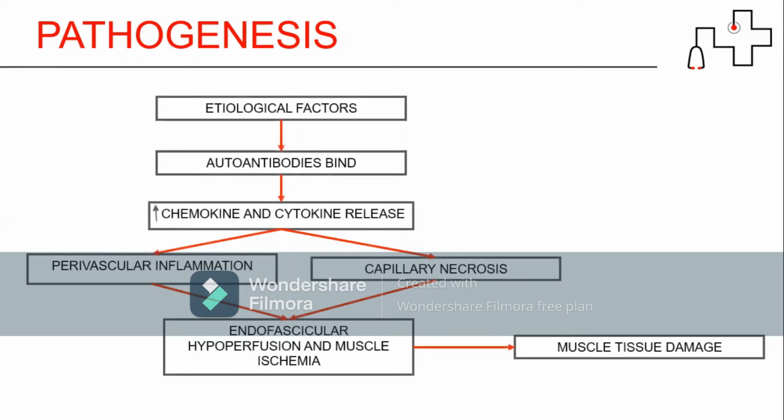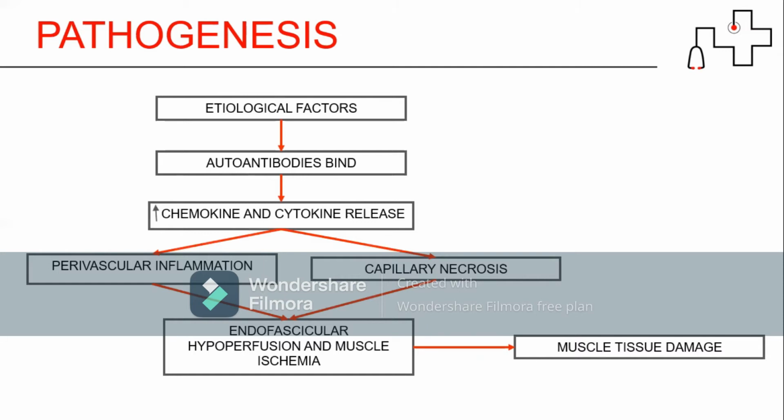Next is the pathogenesis of the polymyositis. The etiological factors cause the autoantibodies to bind with the DNA or RNA in muscles, provoking a systemic inflammatory response. Then there is an increase in chemokine and cytokine release in the endothelial vasculature of muscles that then results in perivascular inflammation and capillary necrosis.